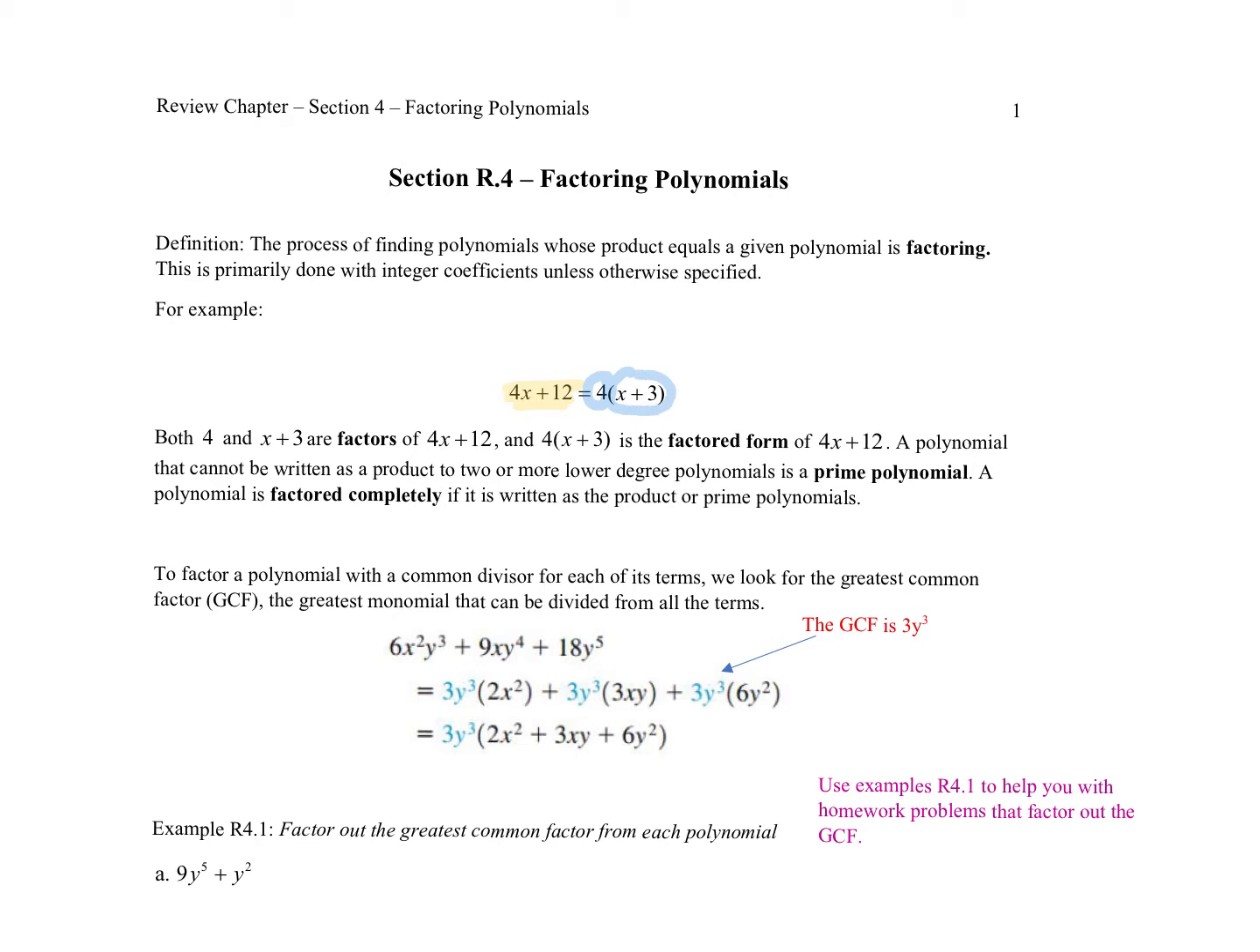So in this case, 4 and 3 are both factors of the 4x plus 12. And 4 times (x plus 3) is called the factored form of 4x plus 12. If we have some polynomial that we cannot factor, then it is called a prime polynomial, which in other words means it's not factorable.